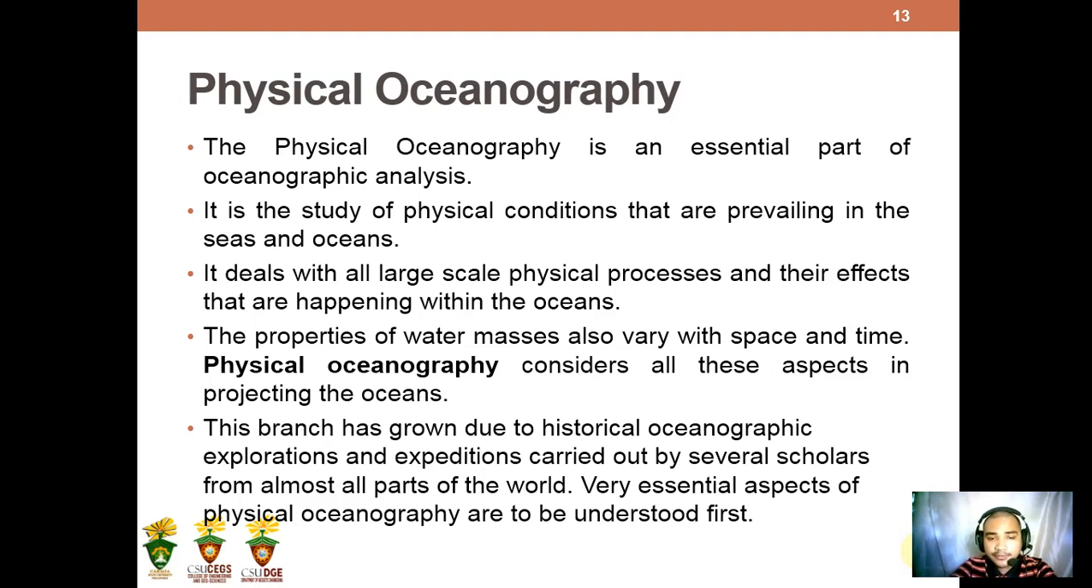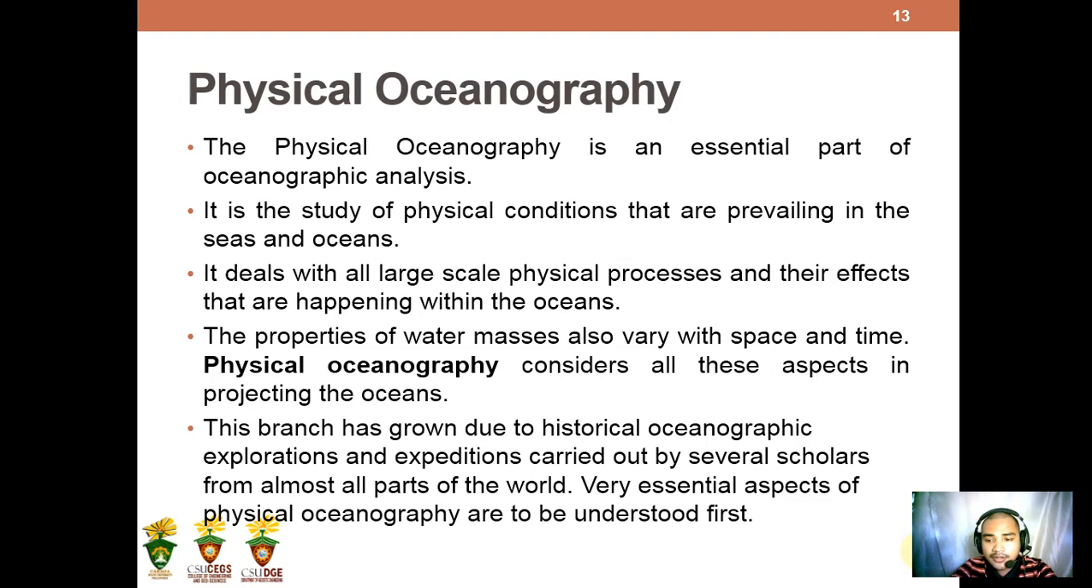So it deals with the large-scale physical processes and their effects that are happening within the oceans, the movements, the dynamics, and so on. And the properties of the water masses also may vary in space and time. So physical oceanography considers all these aspects in projecting the ocean. And lastly, this branch has grown due to historical oceanographic explorations and expeditions carried out by several scholars, no, from almost all parts of the world.